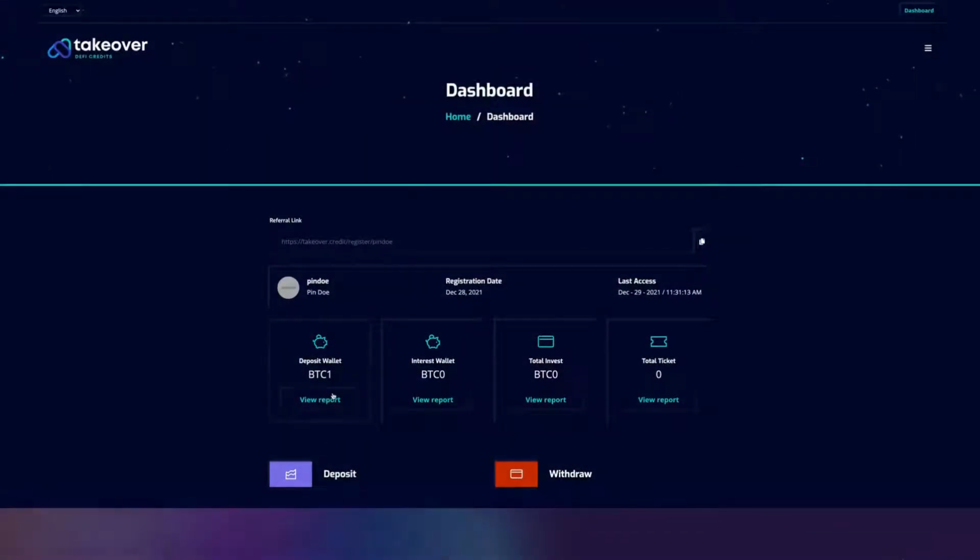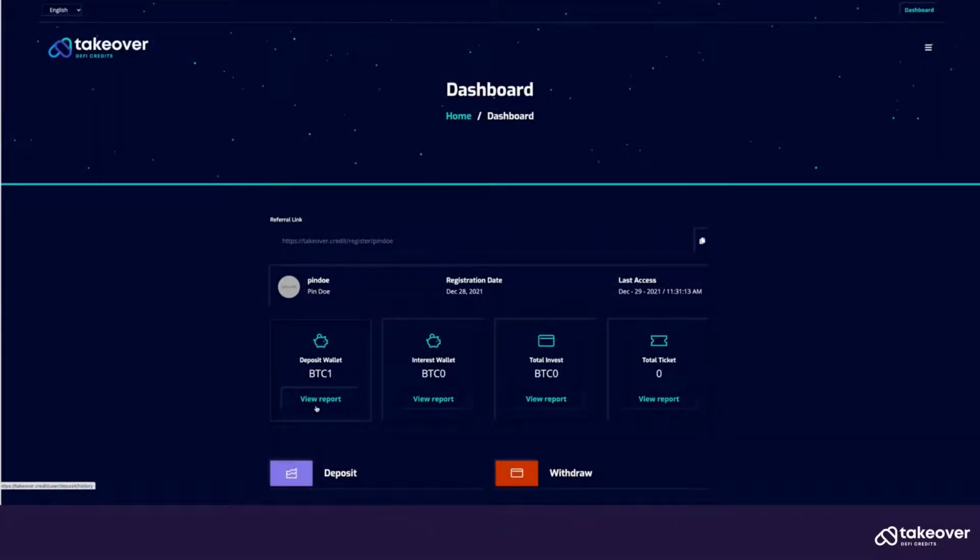Once the Bitcoin network verifies the transaction, a Bitcoin appears in our deposit wallet. To make the investment, we must transfer from our deposit wallet to the investment that we want to make, as we will see in the next video.